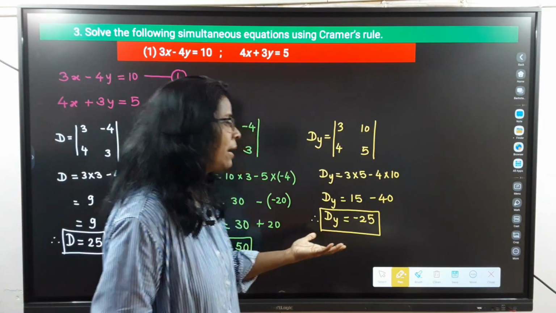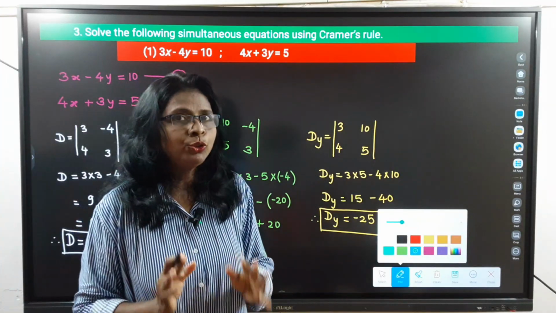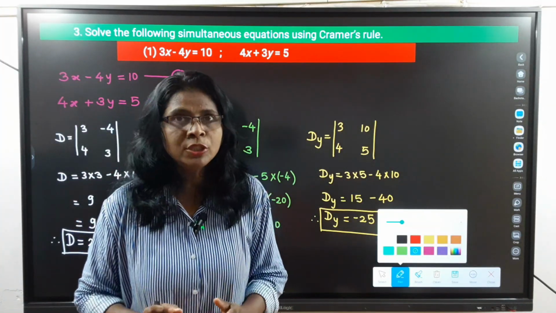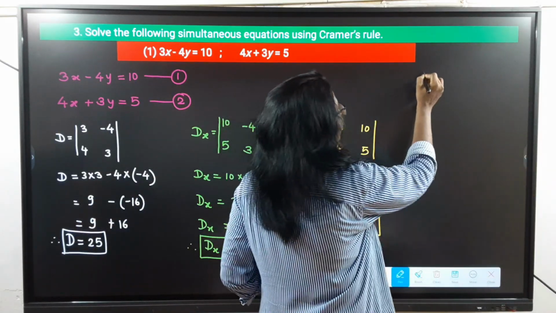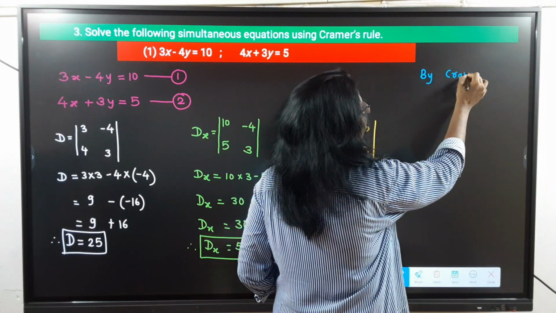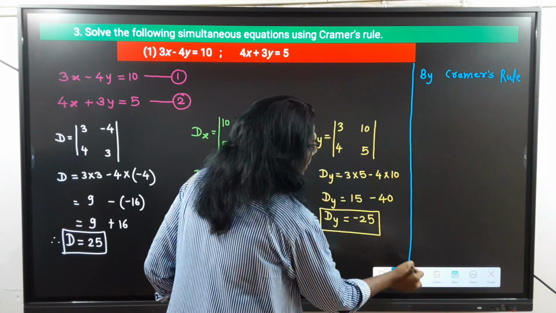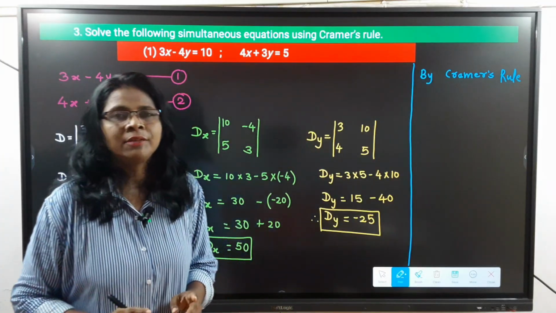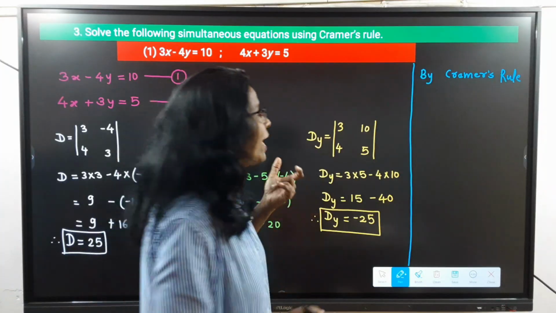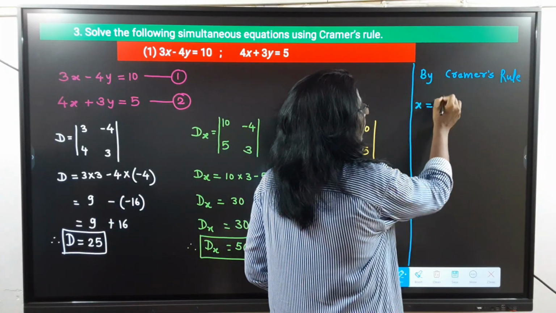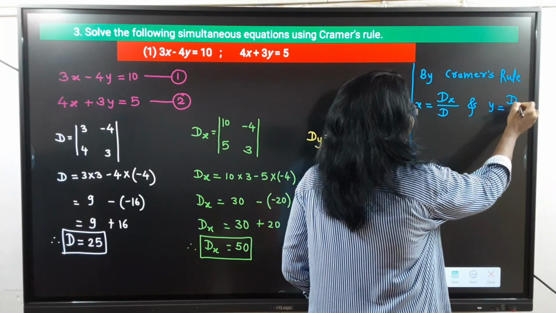Now the next step is that we have to use Cramer's rule. So what is Cramer's rule, students? First I write down here, by Cramer's rule. As per the given simultaneous equations, there are the variables x and y, so we have to find the values of x and y. Cramer's rule says that x is equal to D of x upon D, and y is equal to D of y upon D.